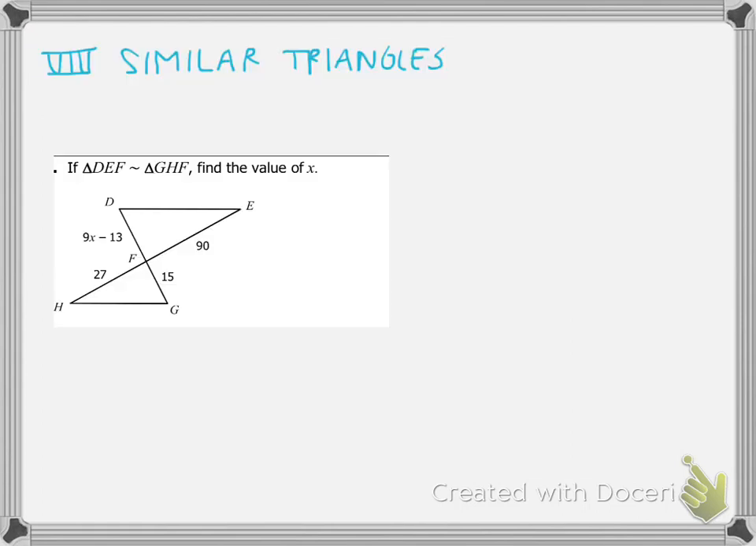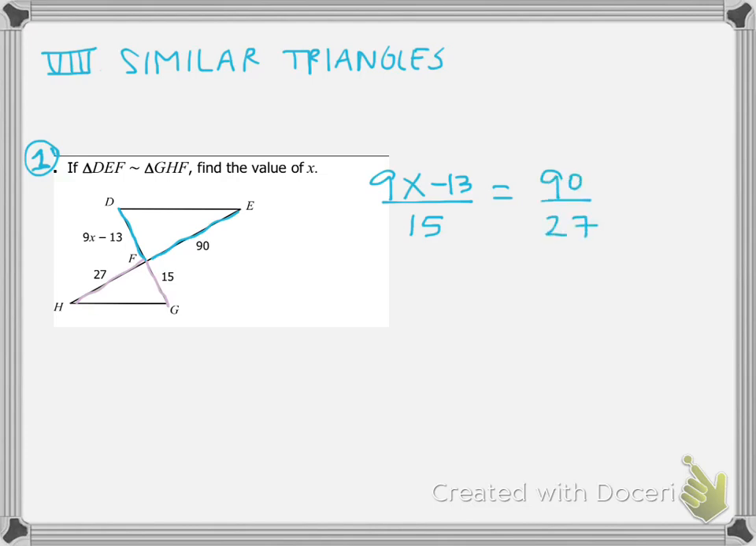Okay, similar triangles here. Similar triangles, remember, are similar in each part, so we can have a ratio. So this ratio DF over FG is going to be equal to EF over FH. So 9x minus 13 over 15 is going to be equal to 90 over 27.